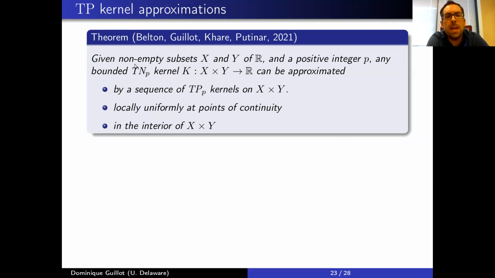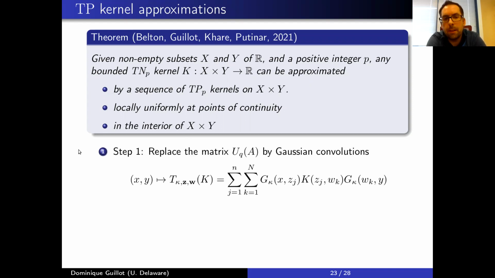Suppose I have a TNP kernel on X times Y. Then I claim I can build a sequence of TP kernels that will converge locally uniformly at points of continuity in the interior of X times Y. And the proof of that result was obtained basically by generalizing Whitney's construction. The first step, if you recall, was the multiplication by this matrix H on left and right. And really, what Whitney is doing there is nothing less than a Gaussian convolution. So we first rephrased that operation as a Gaussian convolution.